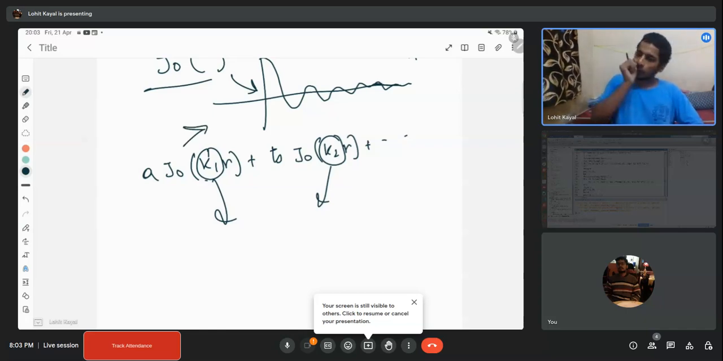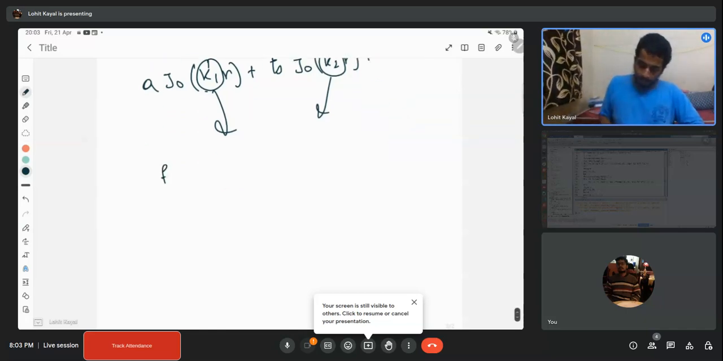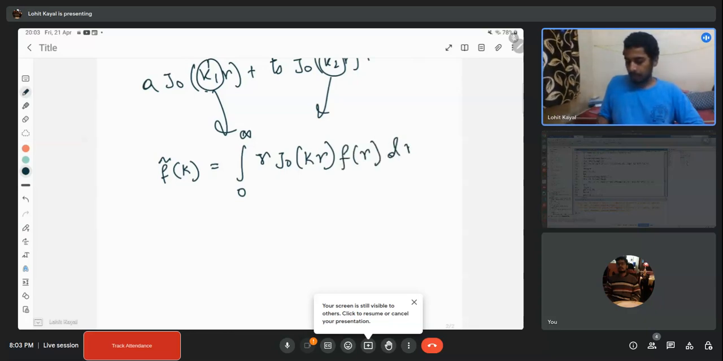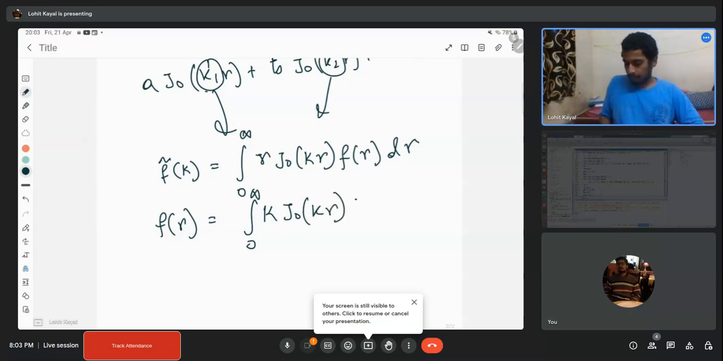Okay, so let's go to the definition again. F tilde of k equals the integral from 0 to infinity, okay, not minus infinity to infinity, of r J0(k r) f(r) dr. And to get back f(r), it will be the integral from 0 to infinity of k J0(k r) f tilde of k dk. So this will be the result.